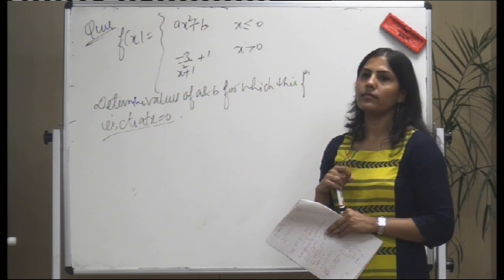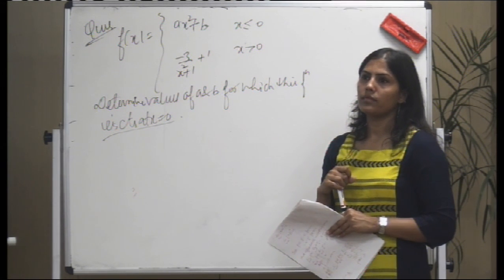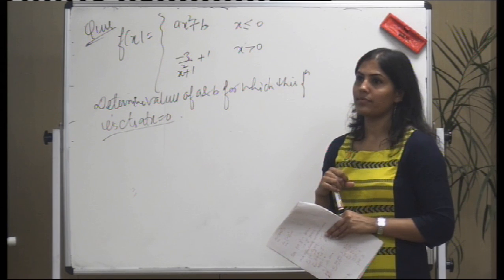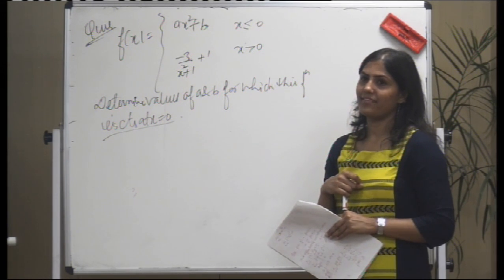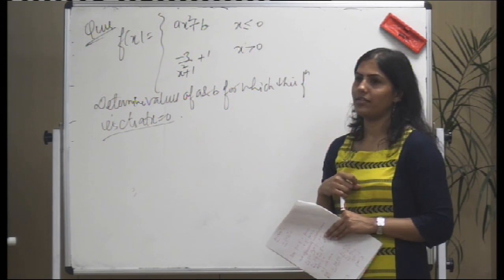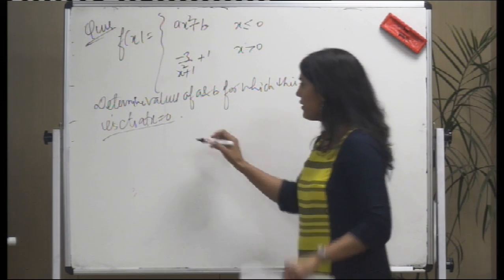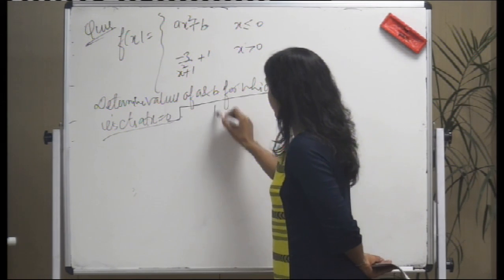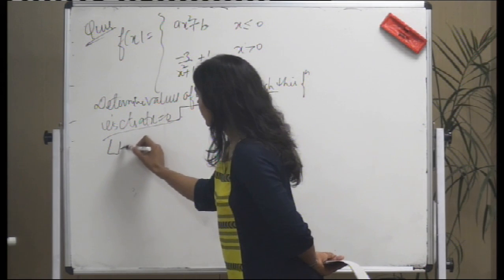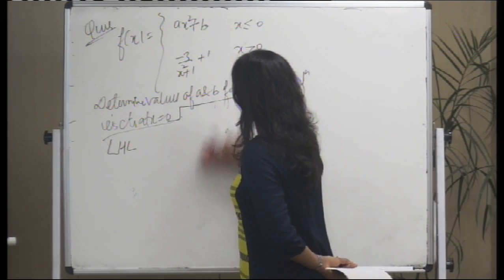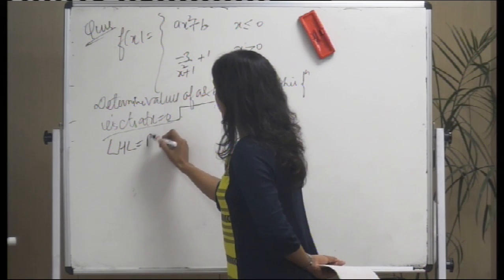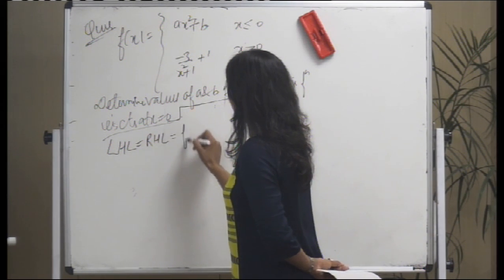Is everyone getting it? Anyone? Very simple, no? Very simple. Tell me the a value now. Please think about it, then I'll tell you. LHL, RHL, okay. LHL, RHL equal to f(0).